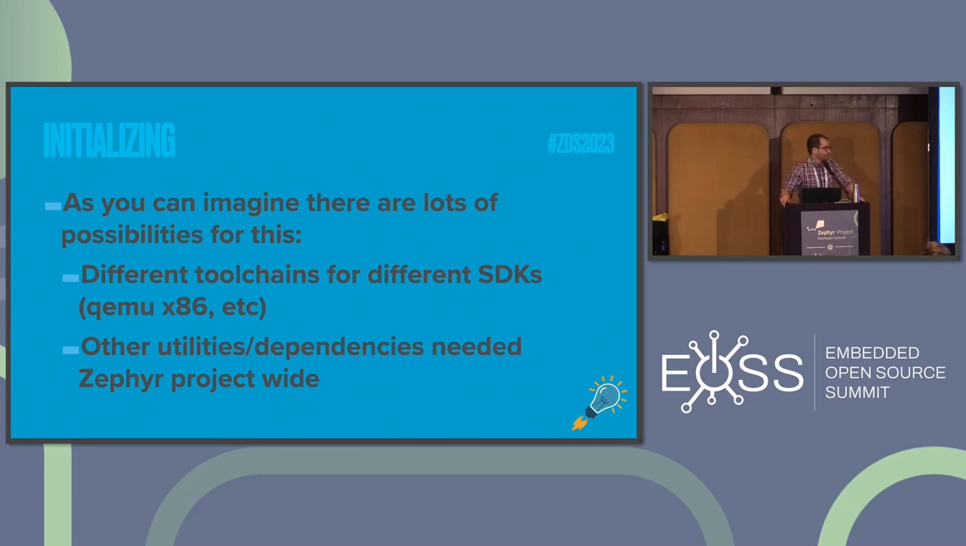As you can imagine, this could be improved, or you can go crazy with it. You can have it so you can select all the different SDKs that are available for Zephyr, or other utilities. I know there are a lot of other helper utilities and things that maybe are not included right now. So that's also another option.